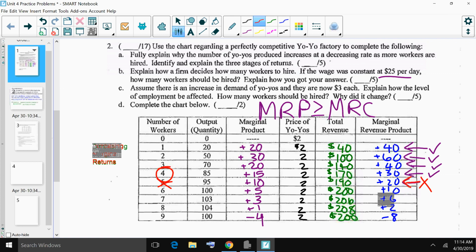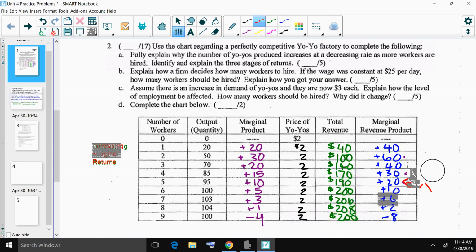Okay. Now for C, it's going to ask us to look at this a little bit differently because they're going to change something. So for C, instead of $2, it says demand has increased and yo-yos are now $3 each. So where this used to be 2, it's now going to be 3 all the way down. Okay. So now how would this impact us? Well, at a price of $3, our MRP is going to change. Okay. Our total revenue is going to change as well. But we're just looking at our MRP right now.